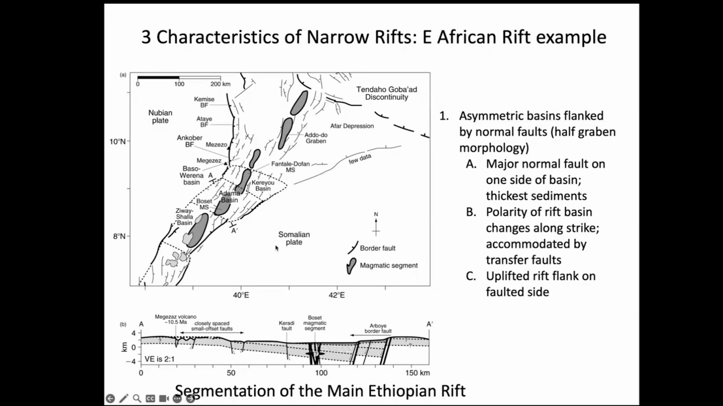We're seeing a number of segments. I guess we could say there's 1, 2, 3, 4, 5, 6 segments. And these are reminiscent of those upwelling cells that we saw beneath the East Pacific Rise and on the Mid-Atlantic Ridge, where the magma supply is concentrated in the middle of the segment and then diminishes to the margins.